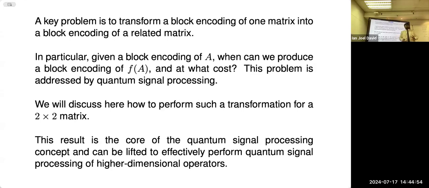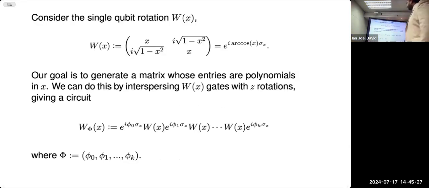So we'll talk about how to do a transformation like this for a 2x2 matrix. It's very simple, a 2x2 matrix, okay? The result of this is the core of the quantum signal processing concept. And the reason why we only need to talk about it for 2x2 matrices is because of qubitization. When we get to qubitization, we see that no matter how high the dimension of our space, we'll always only do signal processing on a single qubit, and the qubitization is handling all the other stuff in the higher dimension. Okay? So let's talk about the quantum signal processing problem.